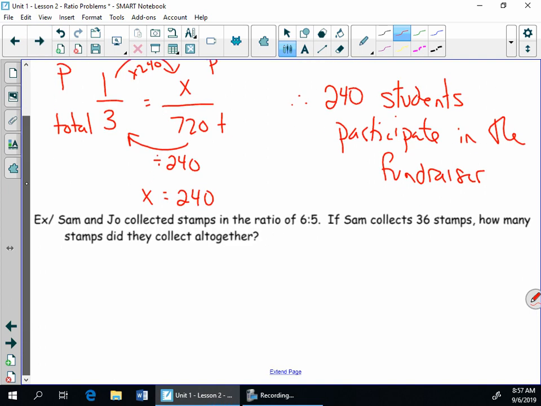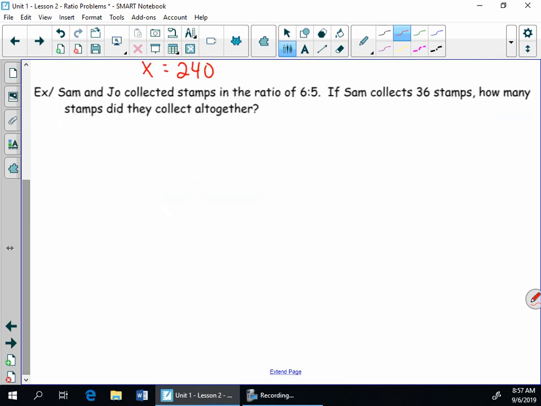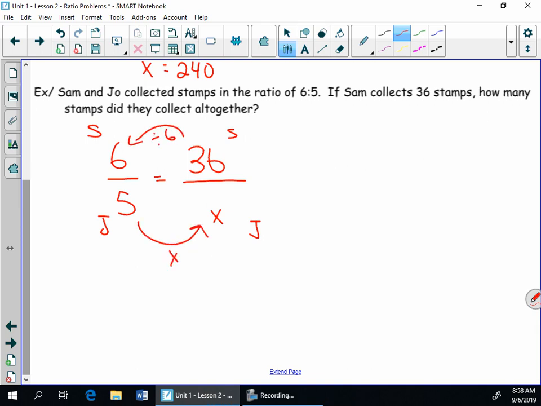Okay, last one. Pause it, try it. Sam and Joe collected stamps in the ratio of 6 to 5. Well, that's an obvious one. 6 to 5. Sam is the top, Joe is the bottom. If Sam collects 36 stamps, how many stamps do they collect altogether? So I know Sam got 36. I don't know how many Joe got. Okay, I can solve this. I can divide this way, divide by 6. So multiply by 6, x is 30.